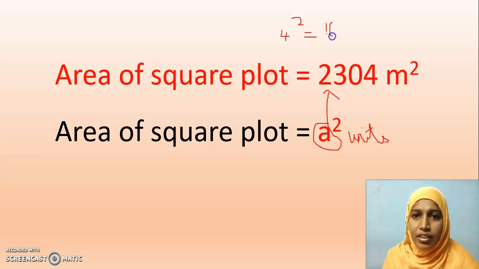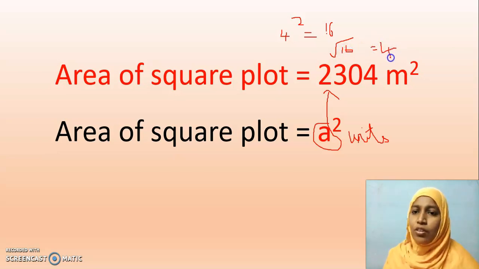How will you relate this with 16 and 4? Very good. We know the square root of 16 is what? 4. Very good. Square root of 16 is 4. If I know its square, I can find the square root in reverse order. These two are reverse. Square and the square root are reverse processes.